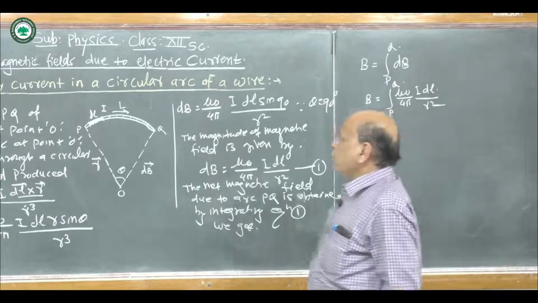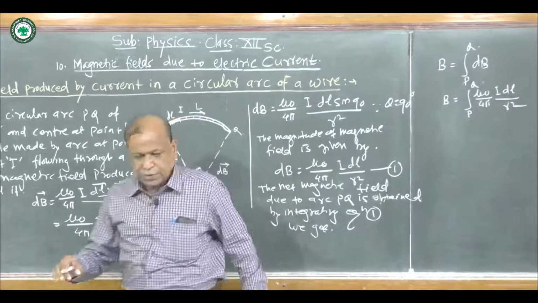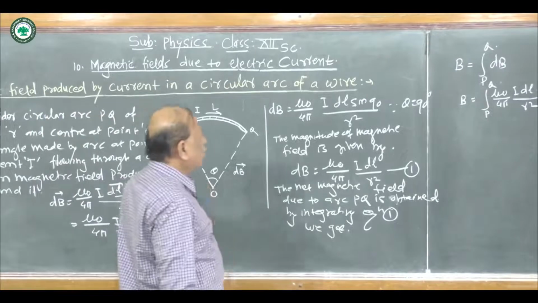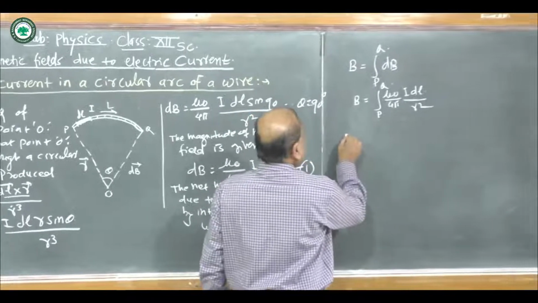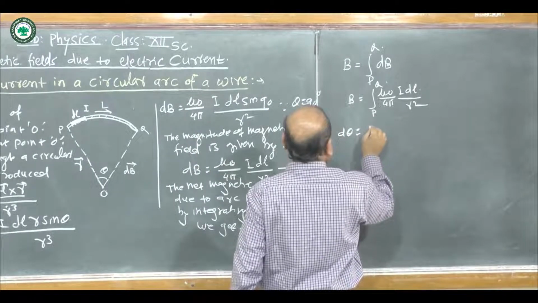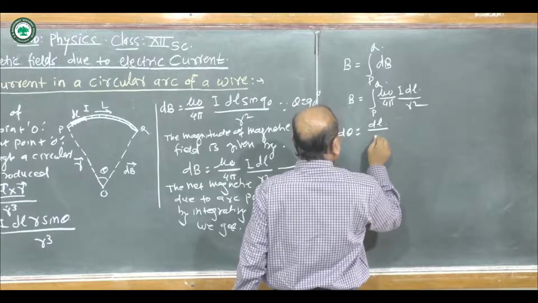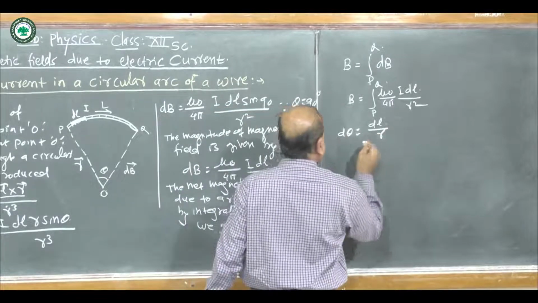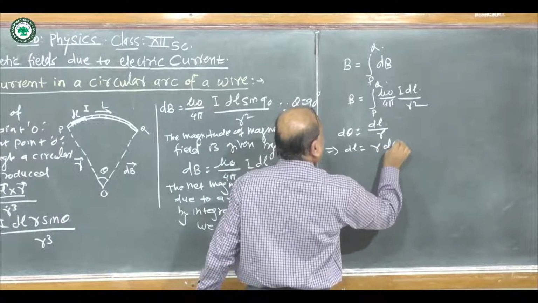Now this element dl makes a small angle d theta at point O. Then the small angle d theta is equal to the arc dl divided by the distance r, and this implies that dl is equal to r d theta.